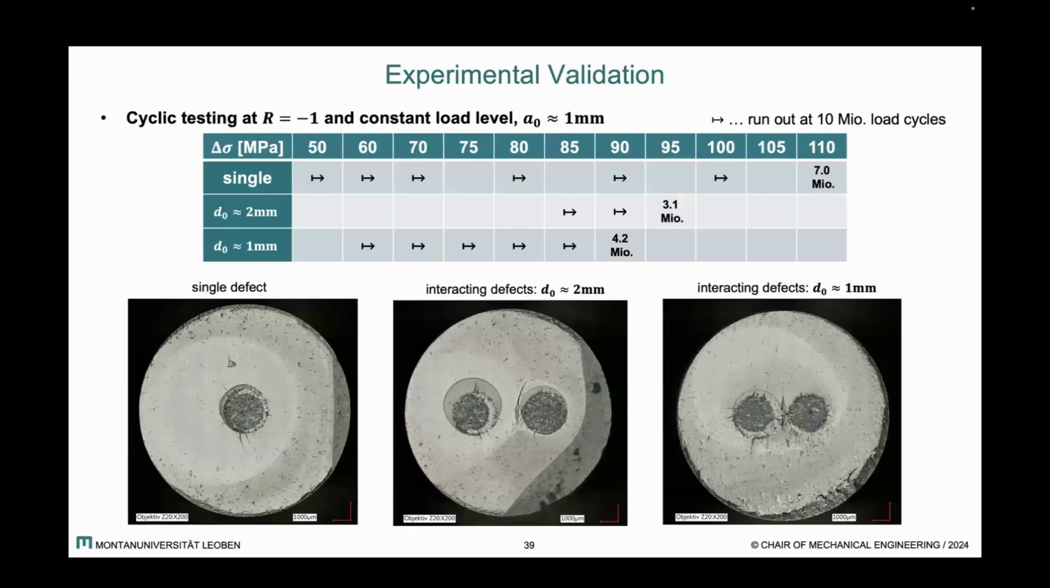And here are some initial experimental results. We have a single defect, two defects at a distance of 1 millimeter, and two defects at a distance of 2 millimeters. The defects have a radius of 1 millimeter. I performed cyclic tests running out at 10 million load cycles, and stepped up the load level, and we see the expected relation. Although the predictions would say that the 2 millimeter distance would need to lie closer to the single defect than it does to the closer lying interacting defects.